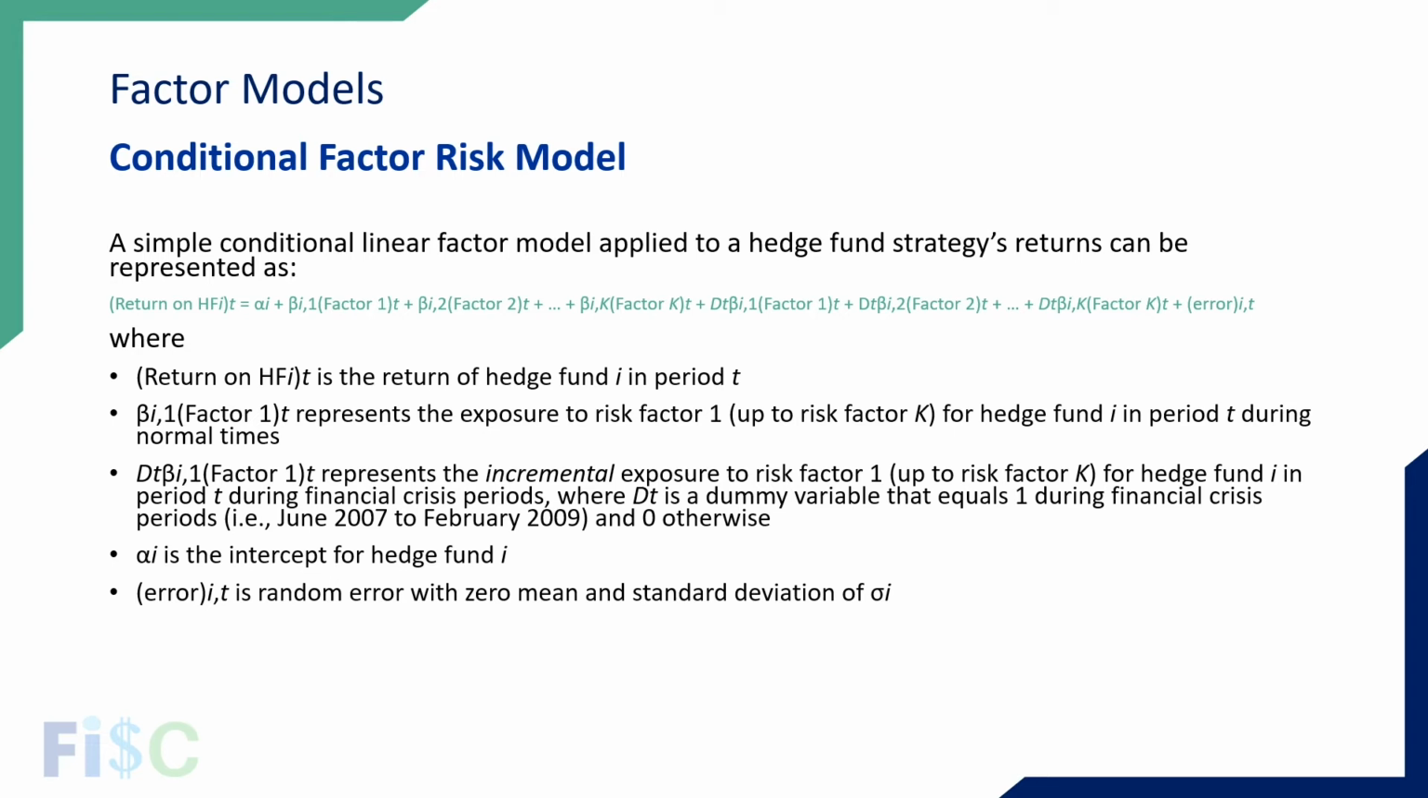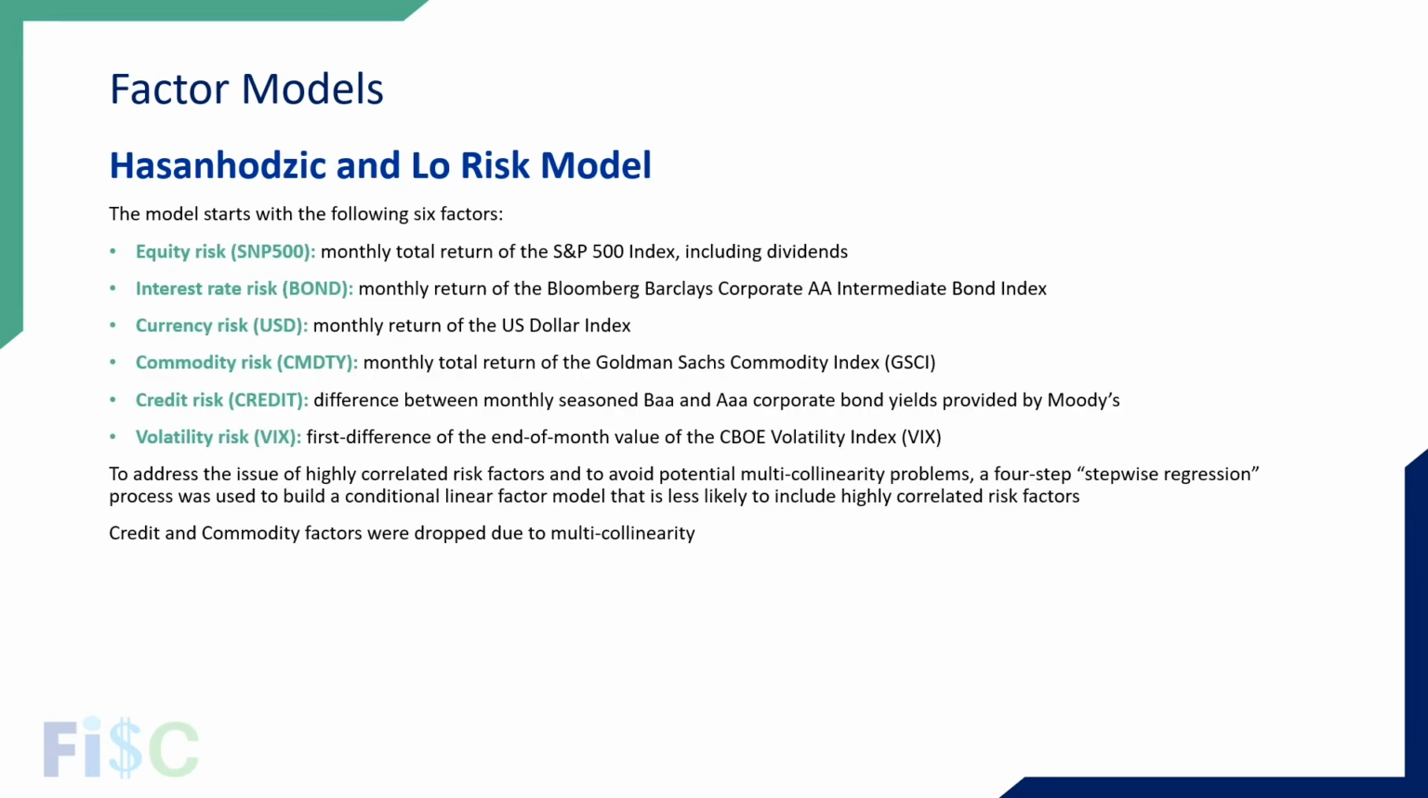Now there is a conditional risk factor model which is called the Hsieh-Fung style risk model. In this kind of risk factor model, the model starts with 6 factors: equity, interest rate, currency, commodity, credit, and volatility risk. So when these authors initially made this model, they had these 6 factors and they took various indexes as a reference for these kinds of factors.